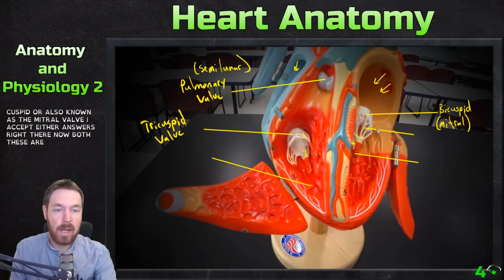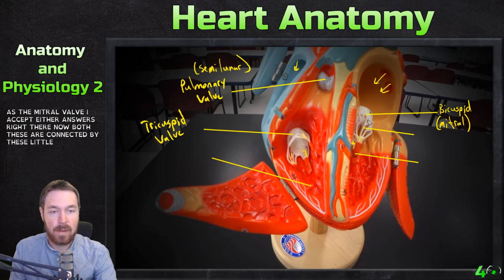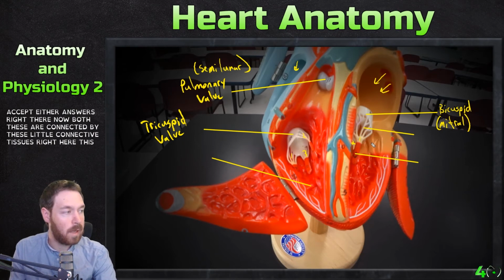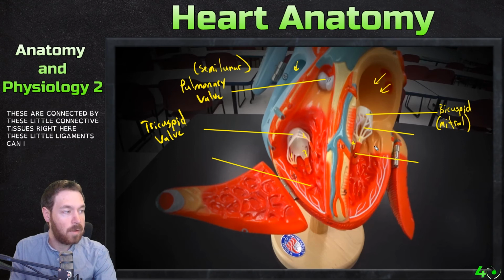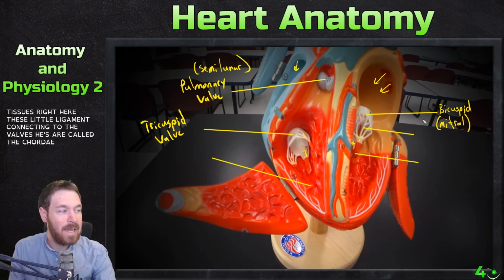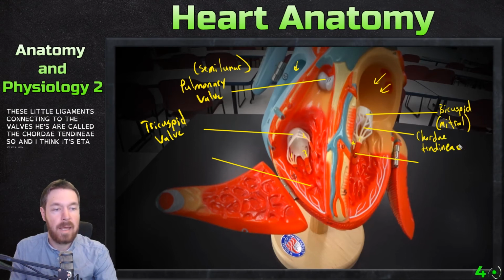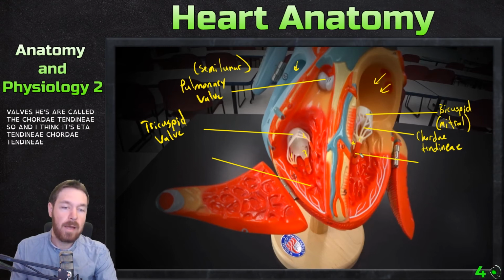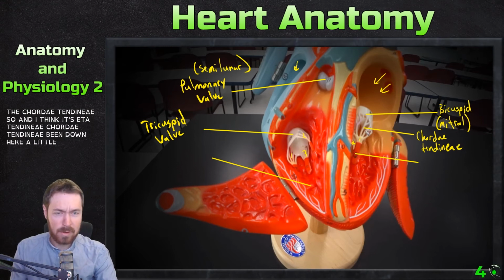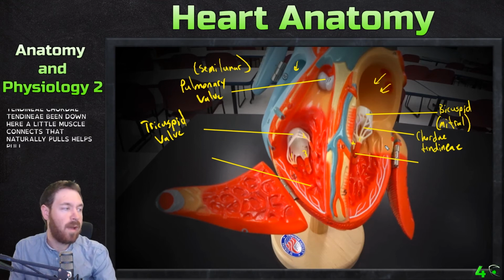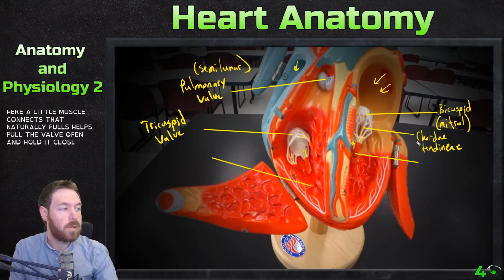Now both these are connected by these little connective tissues right here, these little ligaments connecting to the valves. These are called the chordae tendineae. Chordae tendineae. Then down here, a little muscle connects to that and actually helps pull the valve open and hold it closed. That's called the papillary muscle.